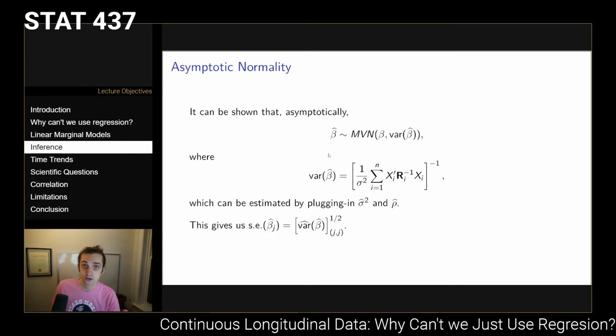So we can show, and again, we will show this piece in the theoretical video, that these maximum likelihood estimators that were presented on the previous slide follow a multivariate normal distribution asymptotically. So as n gets really big, they act as though they are multivariate normal. And again, they're going to be asymptotically unbiased, right? So the mean of that multivariate normal is going to be the true parameter.